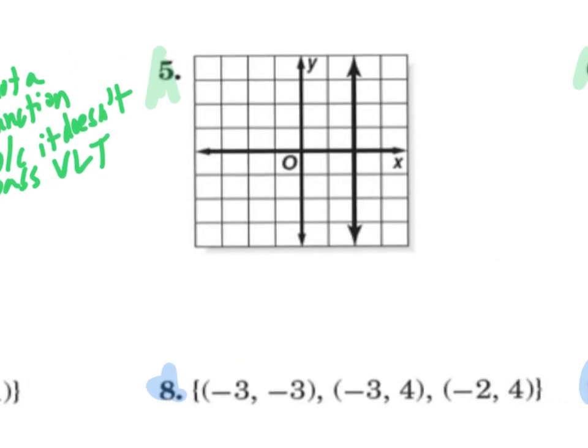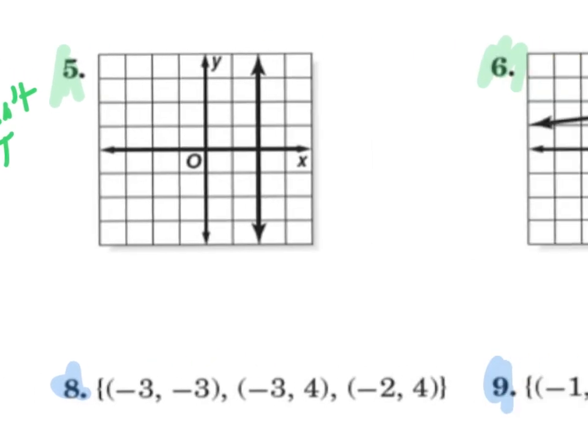Okay, let's try out number 5. Ooh, this one's hard. All right, I'm just going to draw a vertical line down over here because that's where I see my function. It's passing through that entire vertical line, right? So there's a point here, a point here, a point here. There are an infinite number of points passing through this vertical line, right? So not a function, because it doesn't pass the vertical line test.